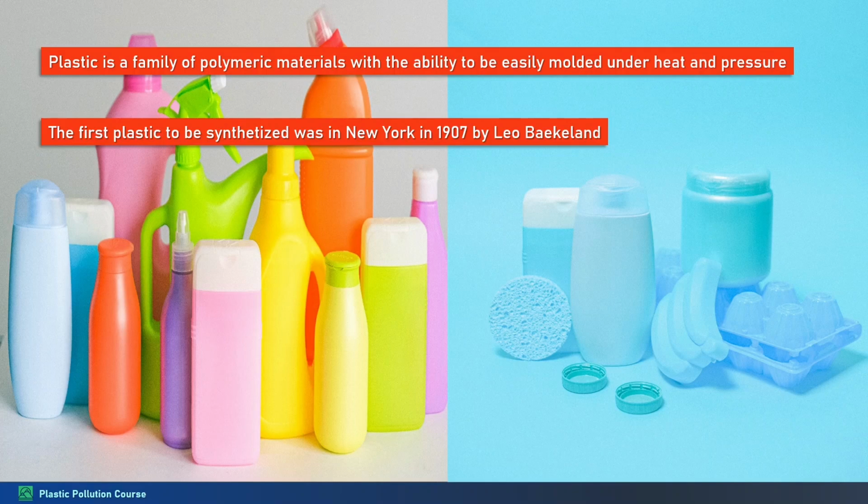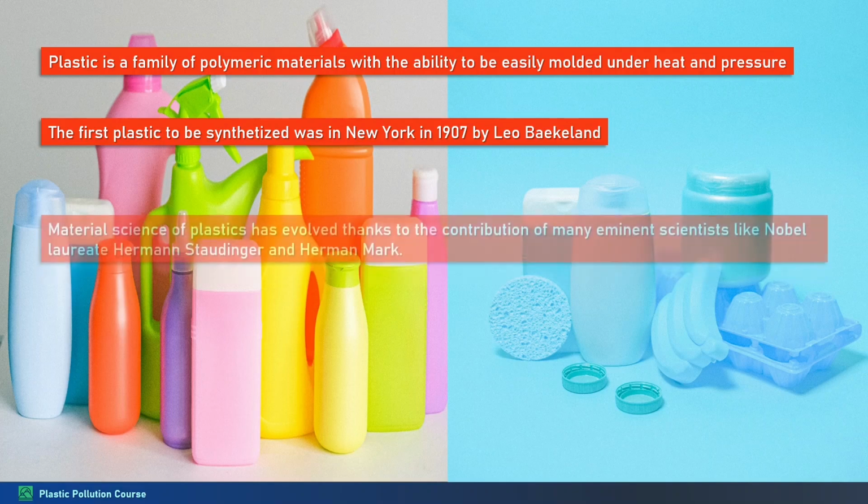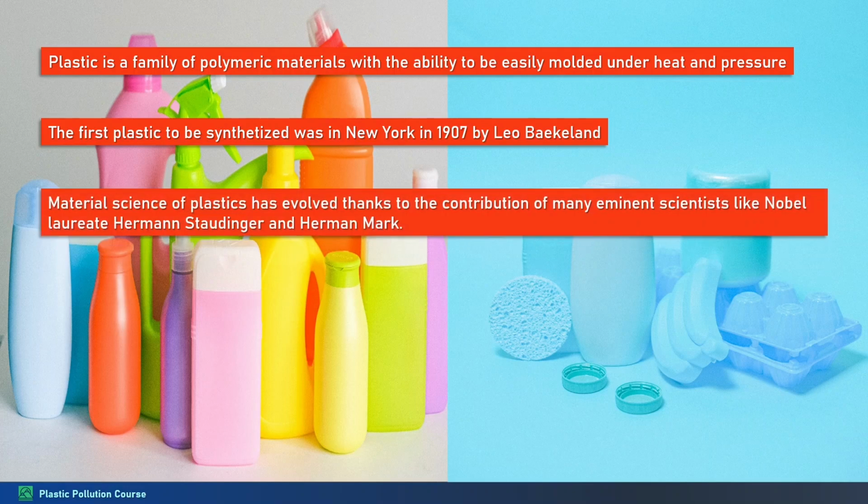Since then, material science of plastics has evolved thanks to the contribution of many eminent scientists like Nobel laureate Hermann Staudinger and Herman Mark. Today, different kinds of plastics are present in our daily life, like polyethylene-based plastics used in packaging products and polyvinyl chloride-based plastics like PVC.